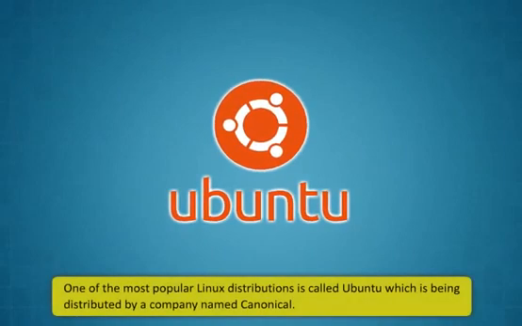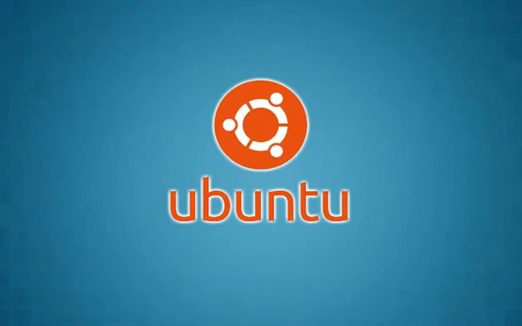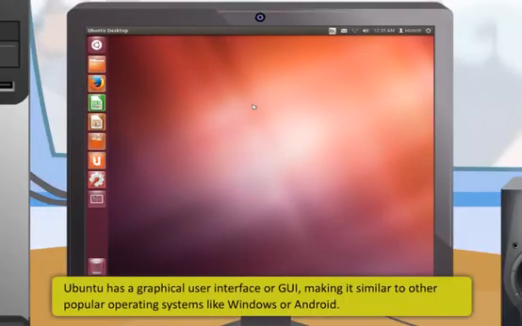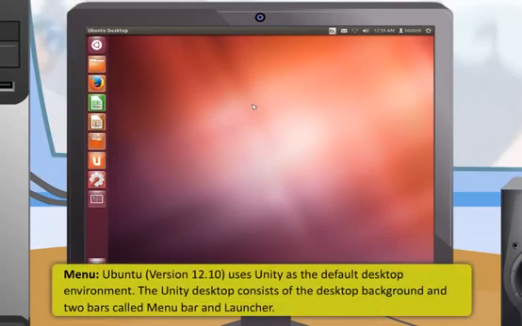One of the most popular Linux distributions is called Ubuntu, which is being distributed by a company called Canonical. Let's learn about Ubuntu. Ubuntu is an open source software platform that runs everywhere from the smartphone, the tablet, and computer. Ubuntu has a graphical user interface or GUI, making it similar to other popular operating systems like Windows or Android. Ubuntu's version 12.10 uses Unity as the default desktop environment.